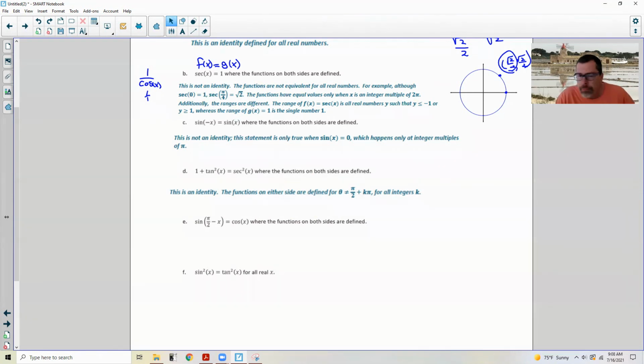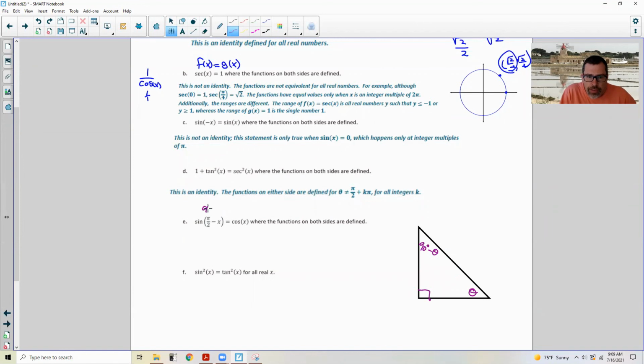Okay, E says sine of pi over 2 minus x equals cosine x, where the functions on both sides are defined. So the way I'm going to explain this one is just simply to draw a right triangle. And remember that if we do have a right triangle, then theta is here and 90 degrees minus theta is here, because the two acute angles in a right triangle are complementary. So the sine of pi over 2, which is 90 degrees, minus x does equal the cosine of x. So this is an identity defined for all real numbers.